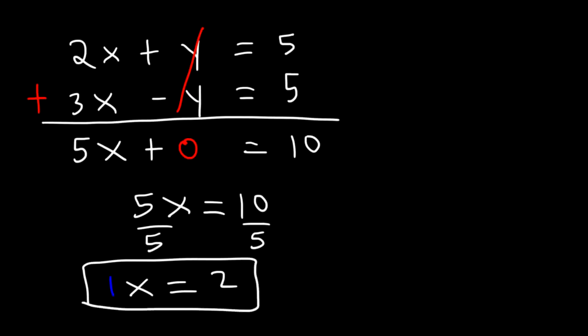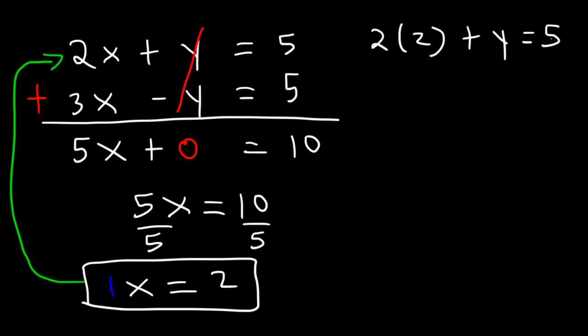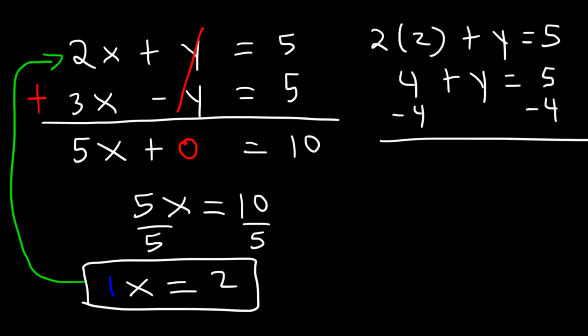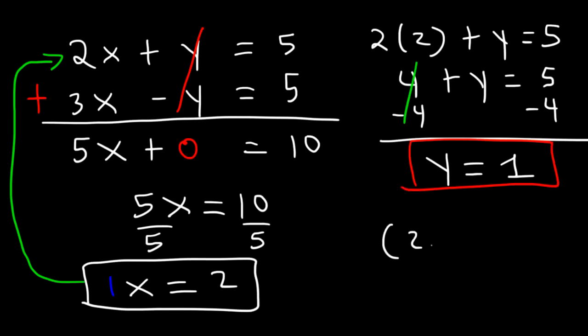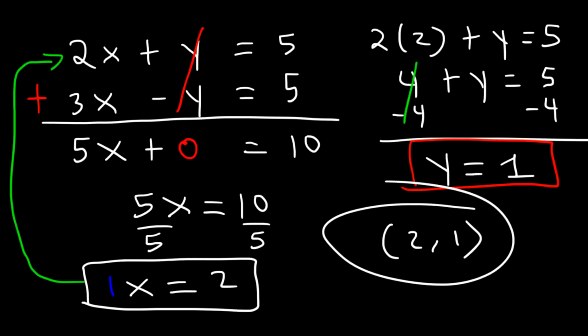Now that we have the value of x, what we need to do is plug it back into one of the original equations to get the value of y. Let's use the first one. So let's replace x with 2, not 1. And let's find the value of y. 2 times 2 is 4. So 4 plus y is 5. Now, if we subtract both sides by 4, we can get the value of y. So y is equal to 5 minus 4, which is 1. So as an ordered pair, we can write the answer like this, (2, 1). x is 2, y is 1.